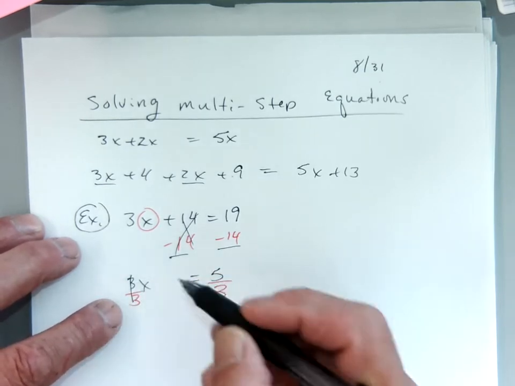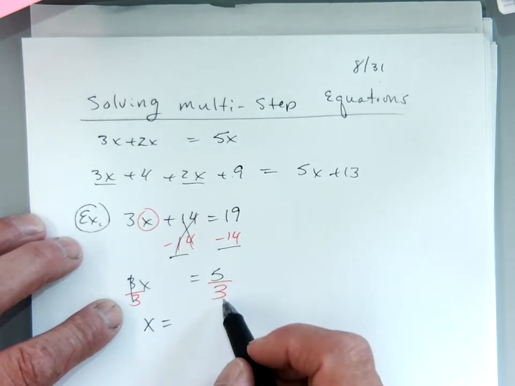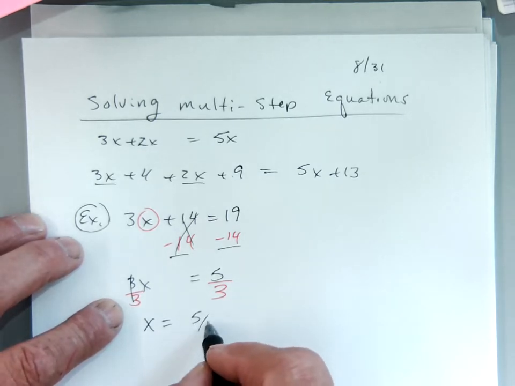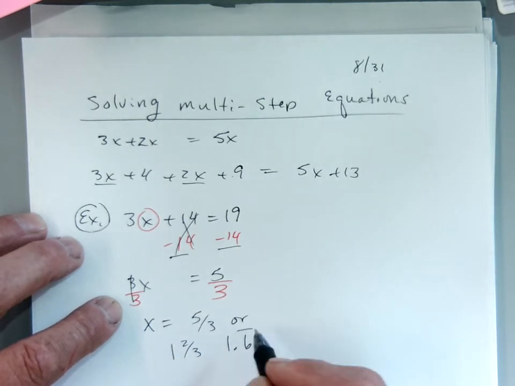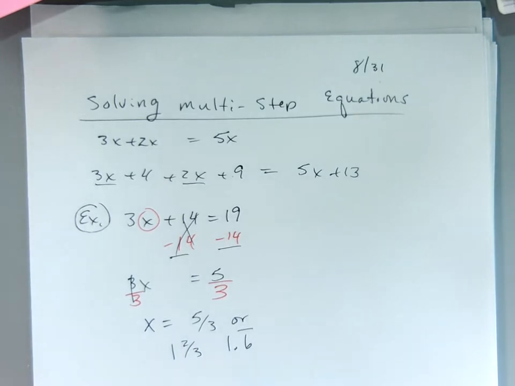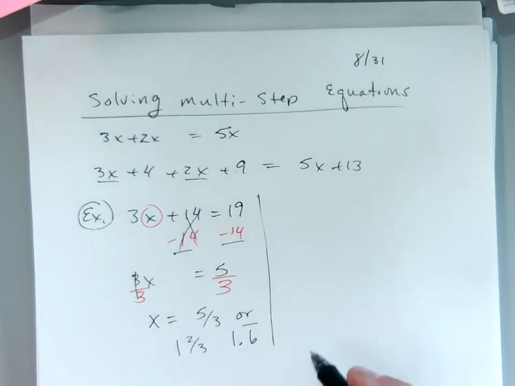3 divided by 3 is going to be a 1x, or x. Over here, divided by 3. 5/3 is one answer. I don't mind that. Or I don't mind 1 2/3. Or I don't mind 1.6 repeating because 6 is going forever. Okay. Again, if I get going too fast, just pause the video.